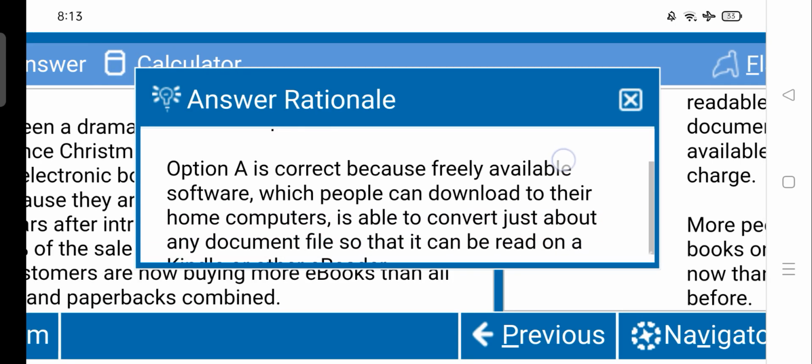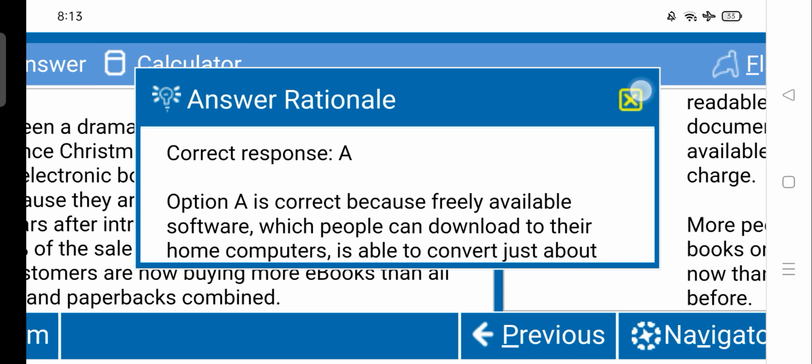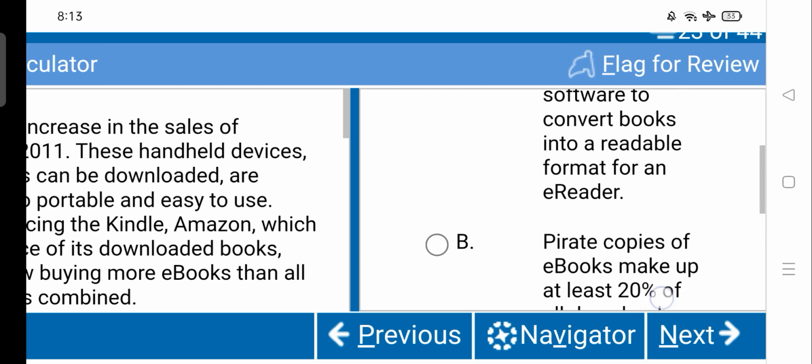So option A is correct because freely available software which people can download to their home computers is able to convert just about any document file so that it can be read on a Kindle or other e-reader. So we have option A as the correct option.